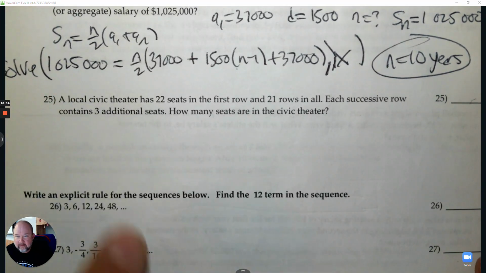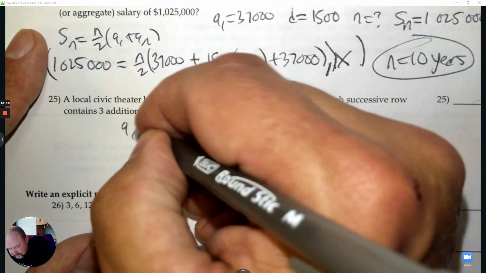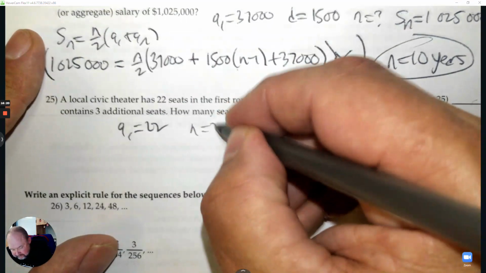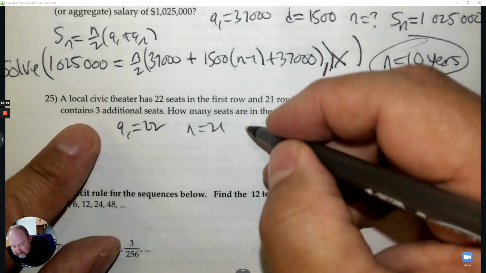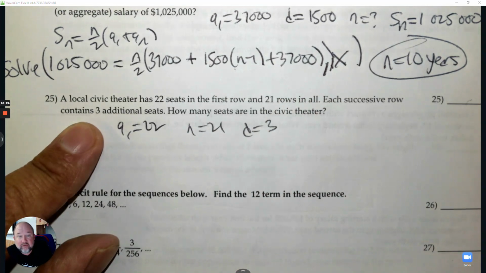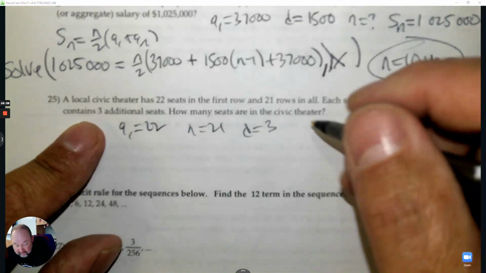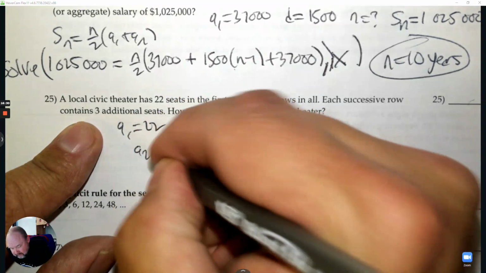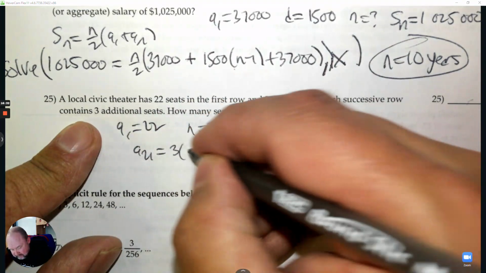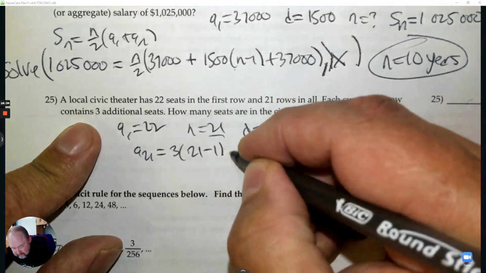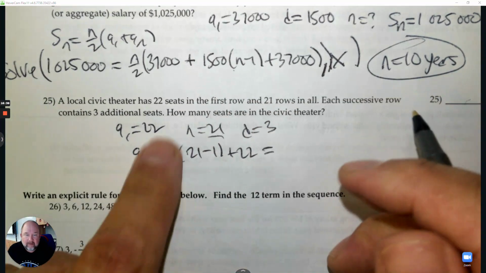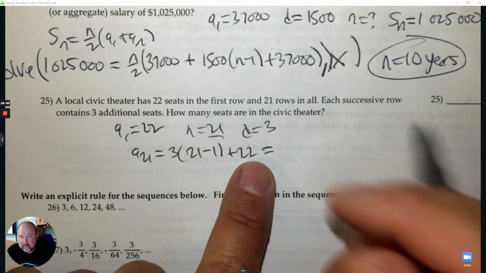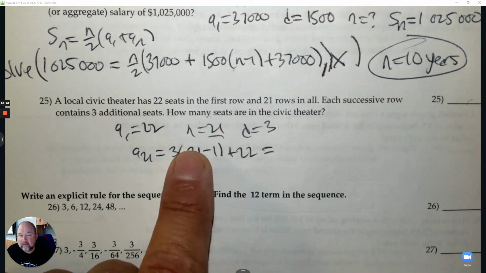A local civic theater has 22 seats in the first row, 21 rows in all. Each row has 3 additional seats. How many seats are in the theater? We need to know how many seats are in the last row. So we have 21 rows, so I first need to do that. How many are in that last row? So plug into the sequence formula: 3 times n minus 1, plus 22. And then plug in 21 for n.